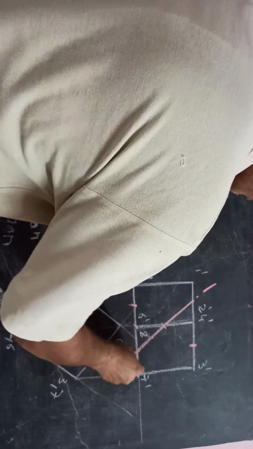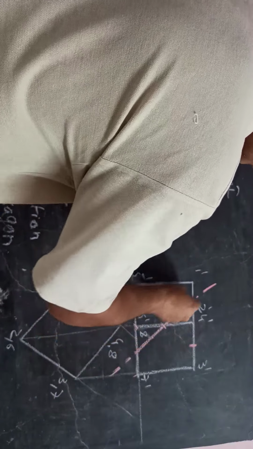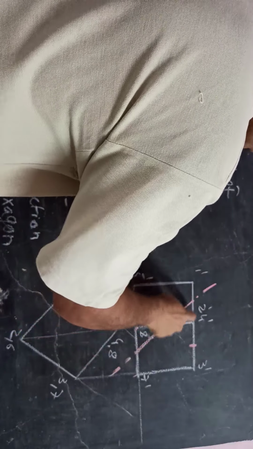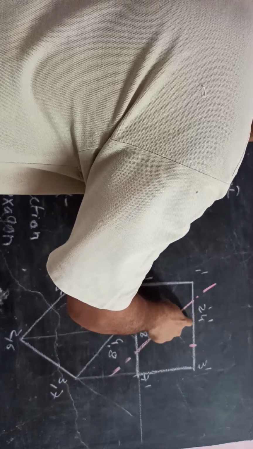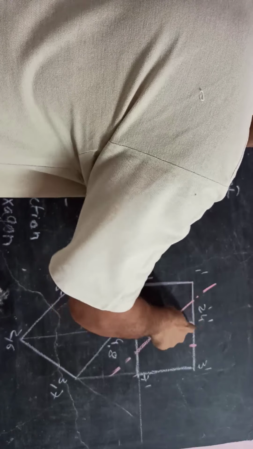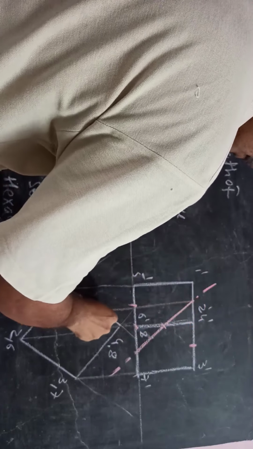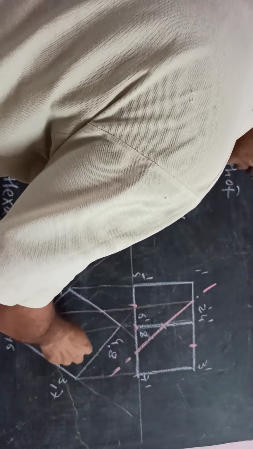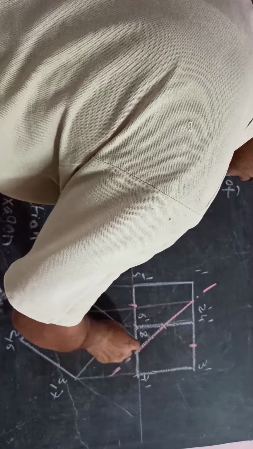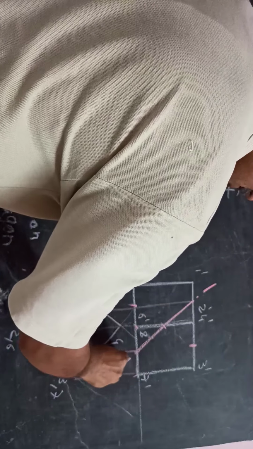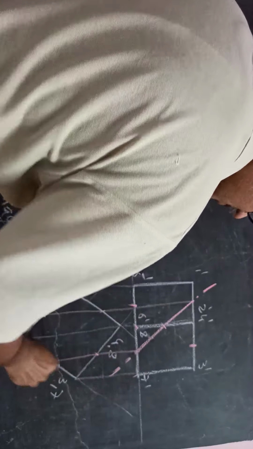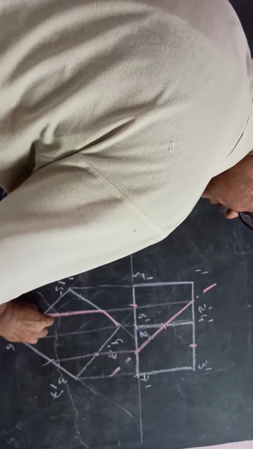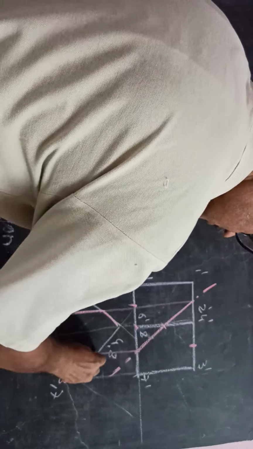So it should be the midpoint of this and the midpoint of this. Now here the base is cut 1, 2 and 4, 1. So this should be 4, 1. This should be 1, 2. Here it is fully cut. Then here it is cut 6, 7, 8 and 6, 7. So this will be the sectional top view.